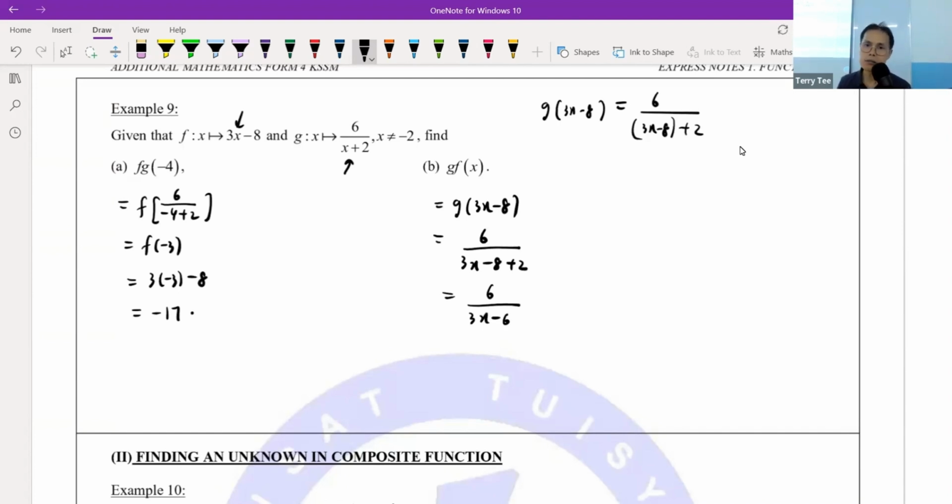Now notice we can still simplify this by dividing top and bottom with 3. When you divide by 3, you get 2. When you divide by 3, you get x. 6 divided by 3, you get 2. Now, here we say your denominator, remember, cannot be 0. So we say x cannot be 2.